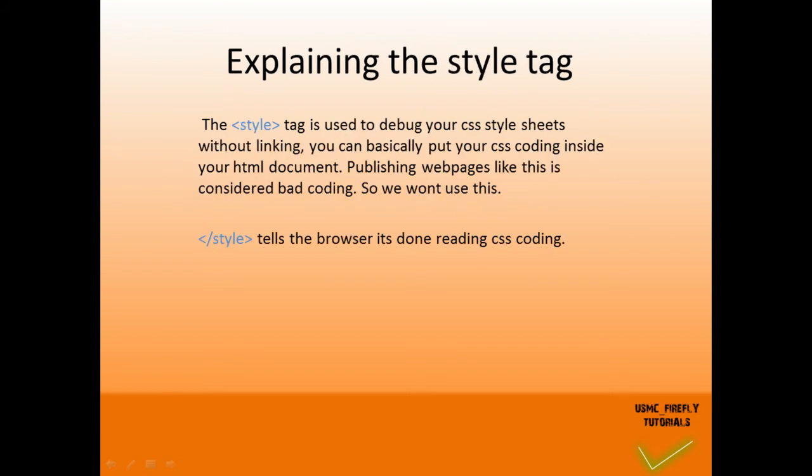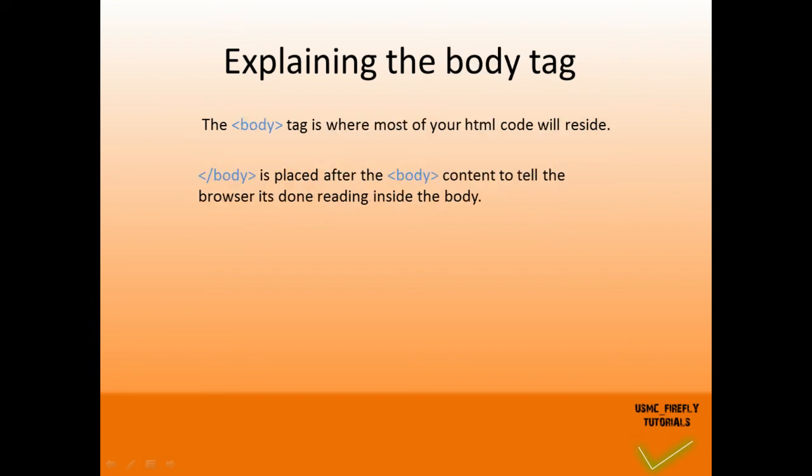Explaining the style tag. The style tag is used to debug your CSS style sheets without linking. You can basically put your CSS coding inside your HTML document. Publishing web pages like this is considered bad coding. We won't use this. End style tells your browser it's done reading CSS coding. Explaining the body tag. The body tag is where most of your HTML code will reside, and this is where most of you will be coding in HTML. End body is placed after the body tag content to tell the browser it's done reading inside the body. And if you remember, after you end the body, you would end the HTML.